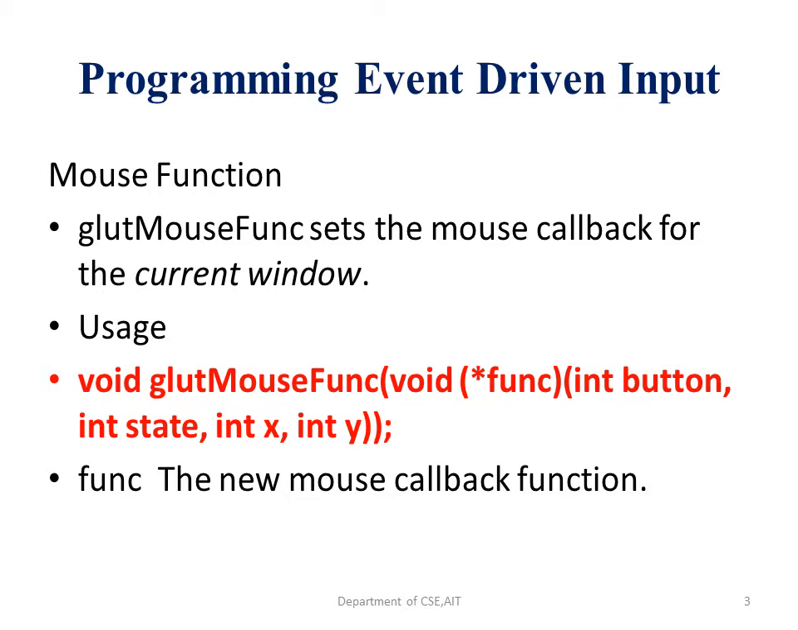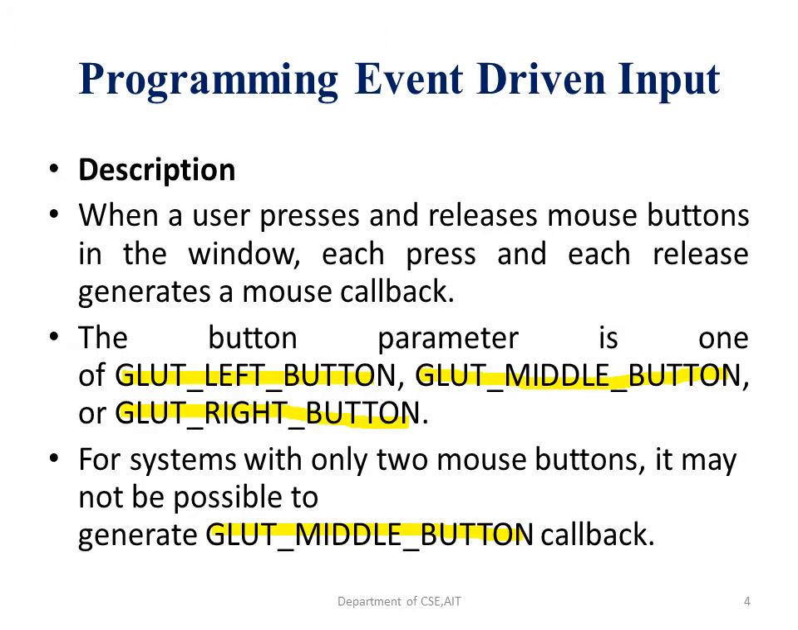So we know the format of the mouse function. It will be having 4 inputs, 4 parameters. So button, state, X and Y. The button can be the mouse button and the state is whether it is pressed or released. X and Y indicate whether the mouse cursor is present within the current window.